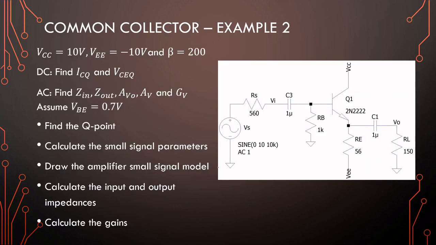Okay, the next example is dual rail. So let's go for the same analysis, and you can pause and try this one on your own.